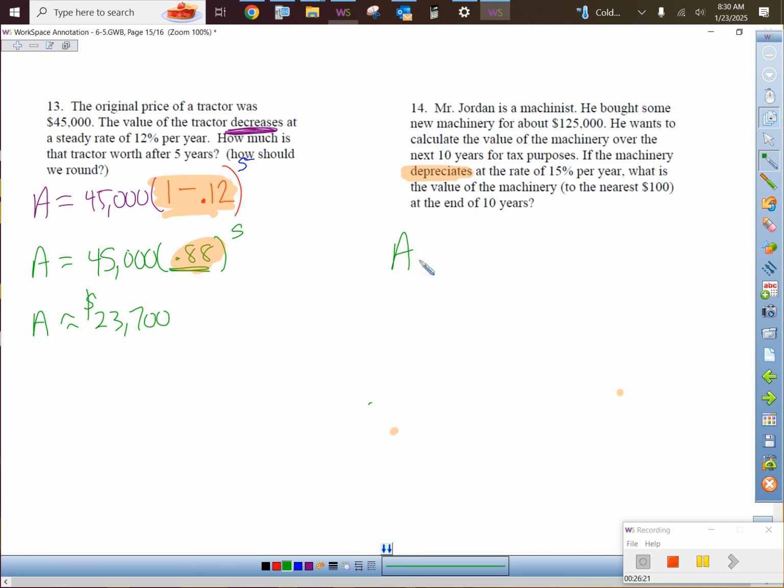So let's do it. What's the value of this machine when we started? 125,000. And then here's what I'd like to see if you can do. If you want to do 1 minus 0.15, you're welcome to. But if it's going to lose 15%, how much is it going to keep? You still have to calculate it the same way. If it's losing 15%, it is keeping how much? 85% of its value, right? And how long is this going to be? 10 years. Cool. I'll see if you can answer that. They even told you how to round.